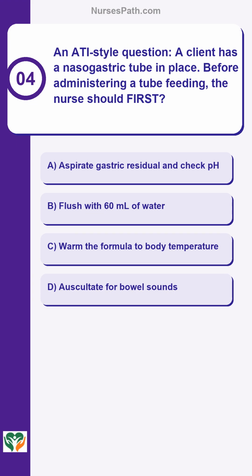Question 4. An ATI-style question. A client has a nasogastric tube in place. Before administering a tube feeding, the nurse should first aspirate gastric residual and check pH. Flush with 60 milliliters of water. Warm the formula to body temperature. Auscultate for bowel sounds.